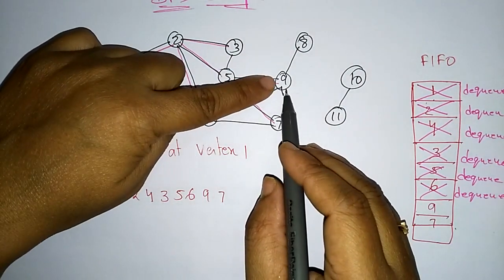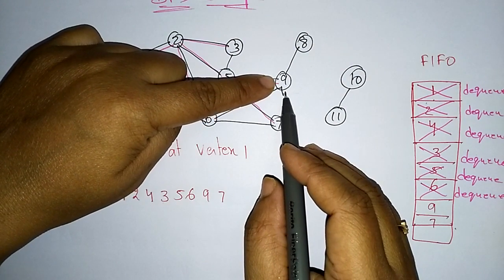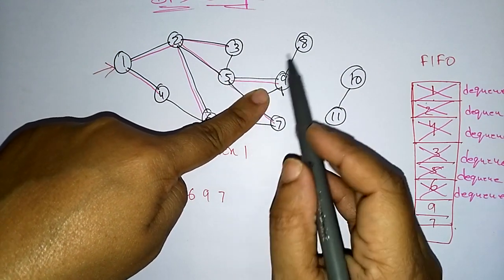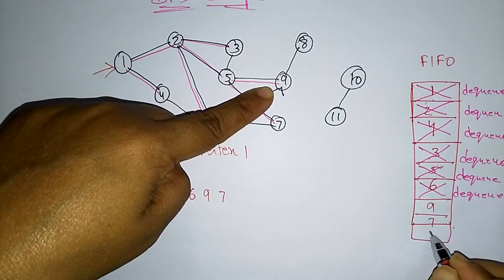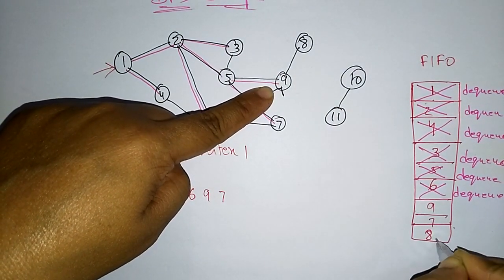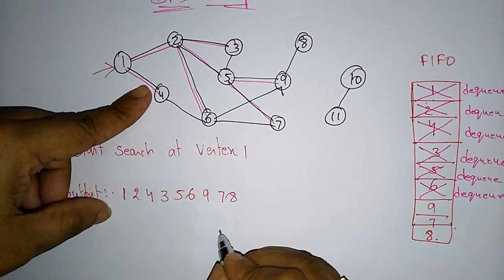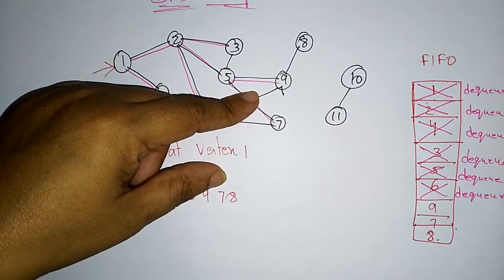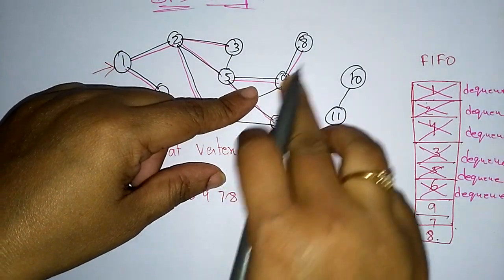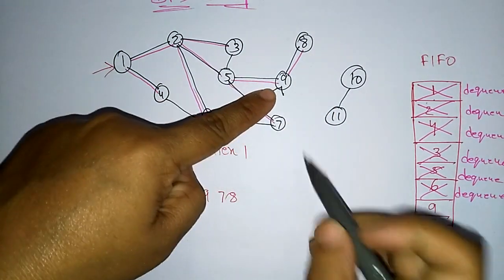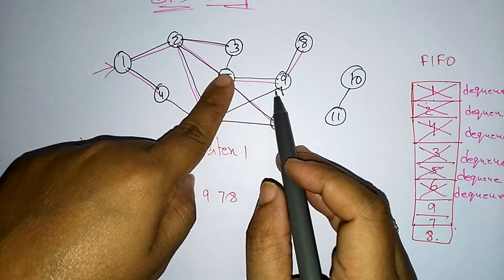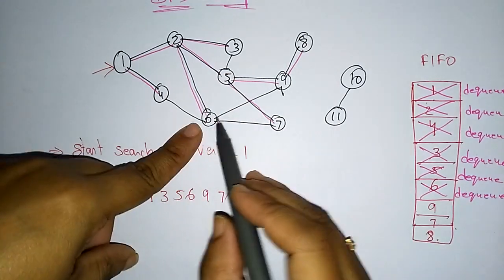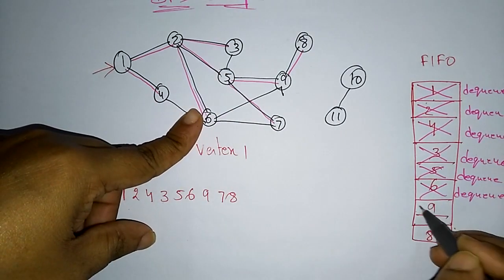Now coming to 9. What are the adjacent vertices for 9? 5 and 8. 5 is already visited, but 8 is not visited. So just enter the value 8 in the queue and write it in the output. So 9 visited 8 also. Is there any remaining vertex to be visited for 9? No. 5 is already visited, 8 is visited, 6 is visited. So just dequeue it.